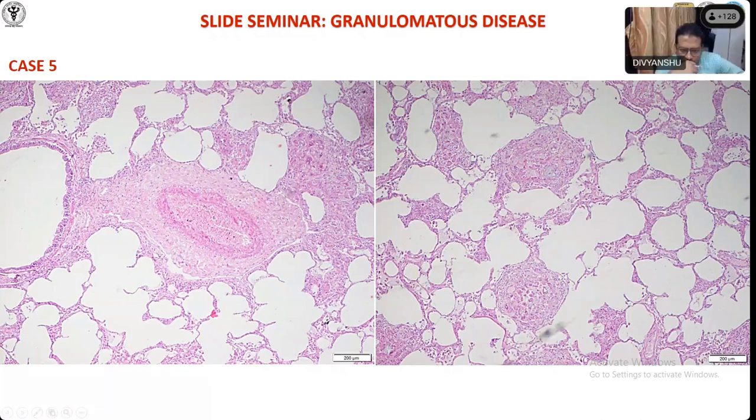Okay, one and two. Where are they located? Sir, located between the alveoli. You mean to say somewhere in the alveolar interstitium? Yes, interstitium, sir. Can you make out necrosis or not at this magnification? Sorry, sir? Are you able to identify necrosis or not? No, sir. We'll go to the next slide.